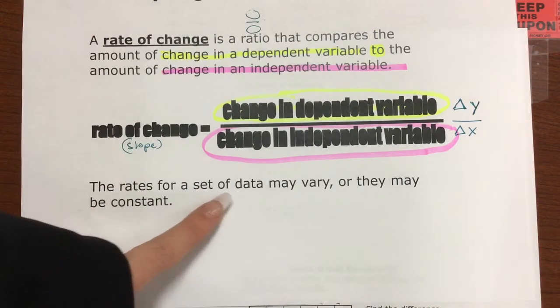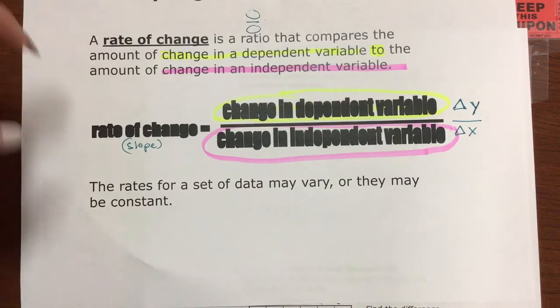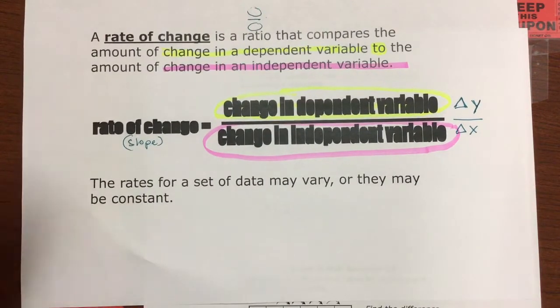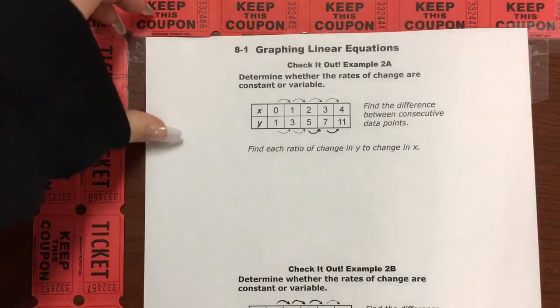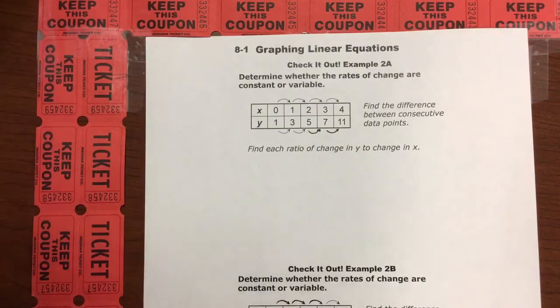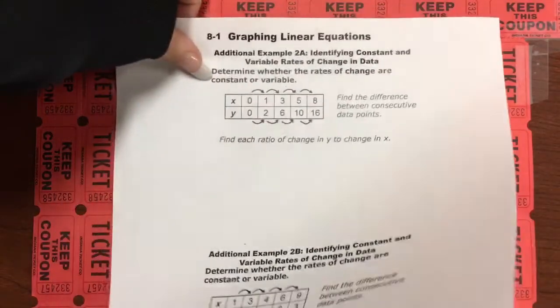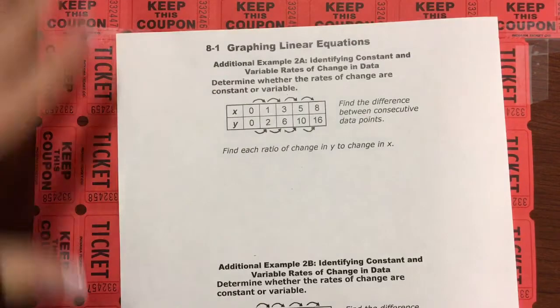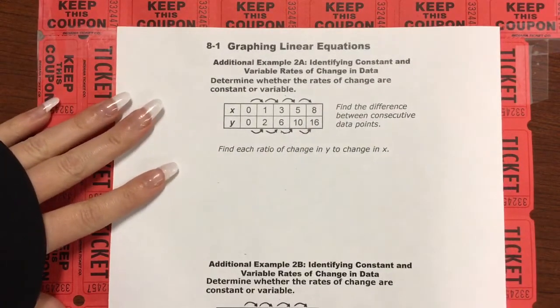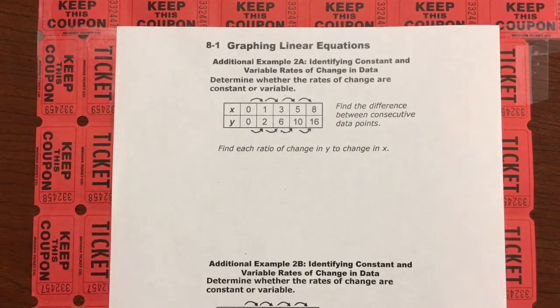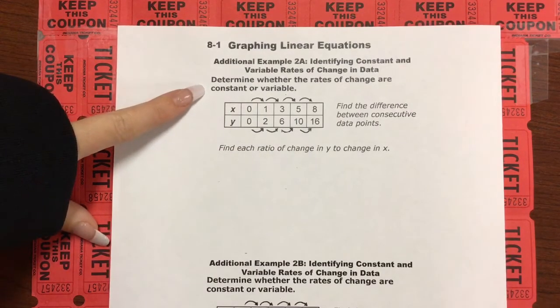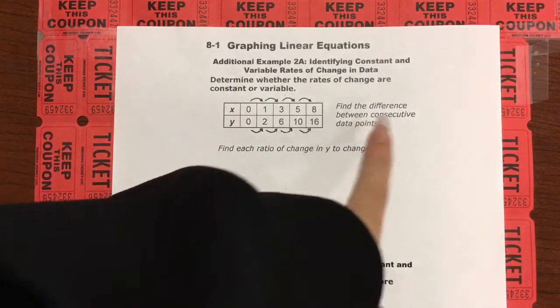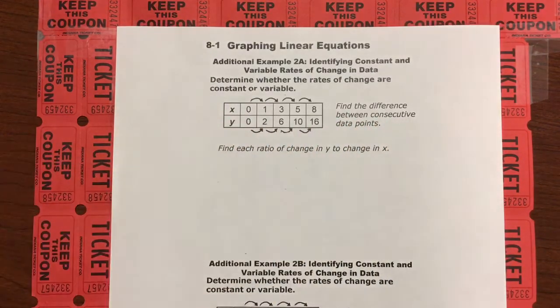So the rates for a set of data may vary, or they may be constant. And if they are constant, then that means that we are dealing with a linear equation. All right. In this particular example, oh wait, we're not doing the check it out one yet. We are doing this example and then the check it out. Okay, so example 2a says identify constant and variable rates of change in data. So we are going to determine whether the rates of change are constant or variable. And to do that, we're going to find the differences between the consecutive data points.